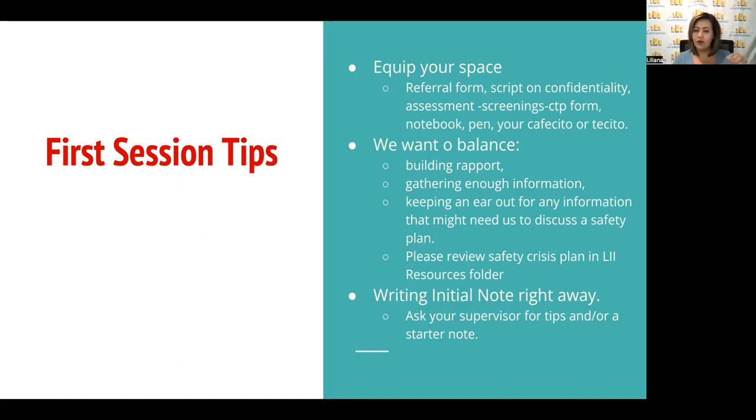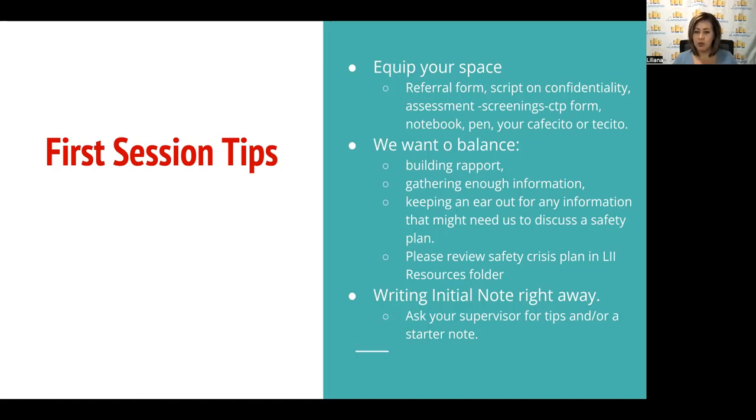To keep an ear out for any information that might need us to discuss a safety plan, right? Sometimes, when we ask about suicidal ideation, when we ask about any thoughts of self-harm, if there's a yes to that, then being able to talk about when it's happened, is it current? Do they have a plan? The parent is in front of us. Did they know about this? How does the parent ensure safety, etc.?